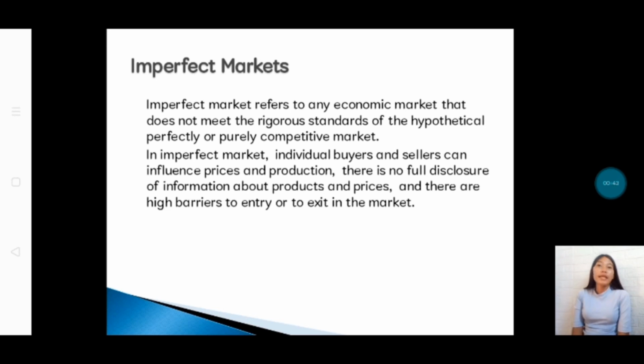In an imperfect market, individual buyers and sellers can influence prices and production. There is no full disclosure of information about products and prices, and there are high barriers to entry or to exit in the market.